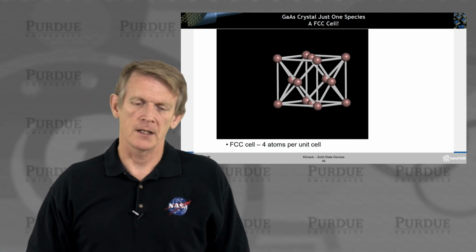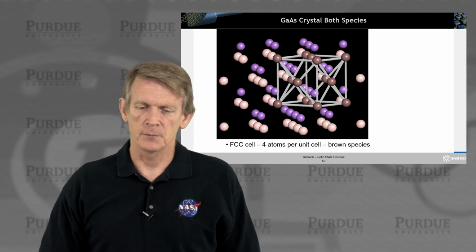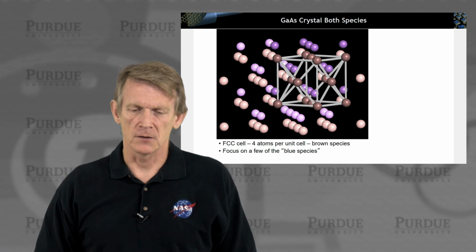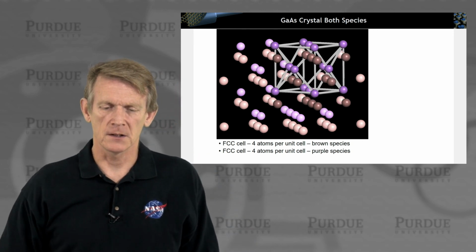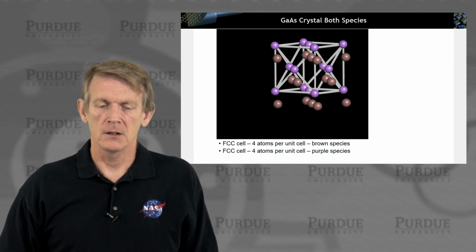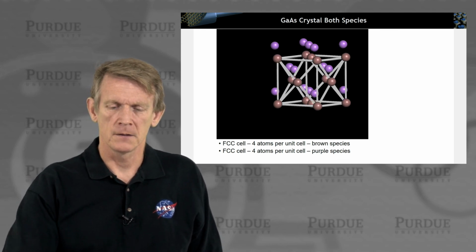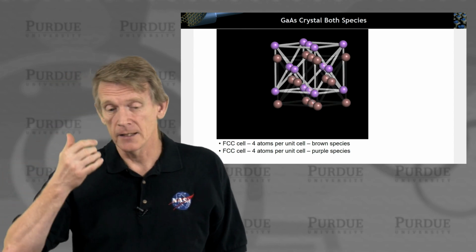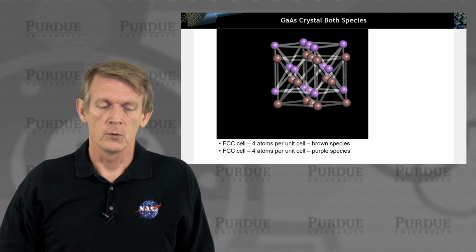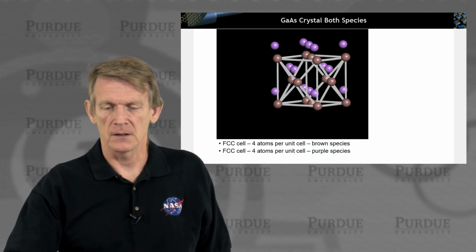So let me swipe those atoms away that are not part of the cell, and let me bring in the other species again. Now I can do the same process of focusing on a few of the blue species, and I can draw the same unit cell for the blue. Let me look at just the atoms that are part of these cells. So here for the purple and for the brown, you get the feeling that we can represent this gallium arsenide crystal with 2 FCC cells. Each has 4 atoms in each unit cell.